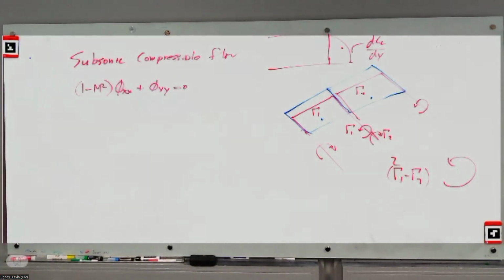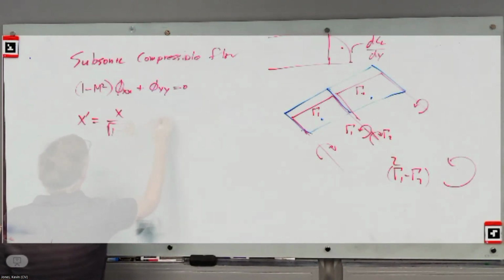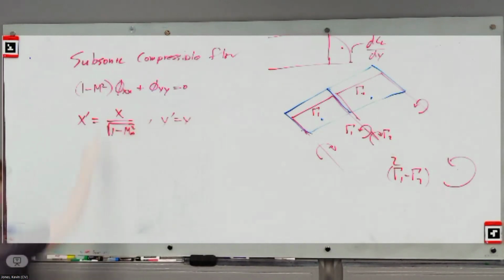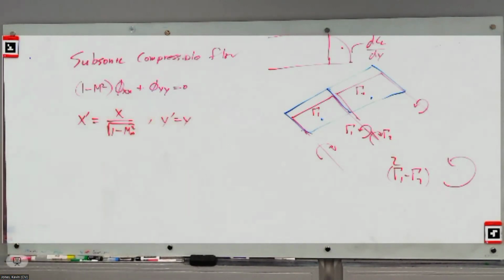And so what they proposed was that I could do a coordinate transformation, like stretch coordinates. If I use a transformation where I have x prime, not being the derivative, but being an alternate coordinate system, x prime equals x over root 1 minus M squared, and y prime equals y, and I apply that to this, then I'll recover exactly d-xx plus d-yy equals 0, the incompressible version of the potential equation.